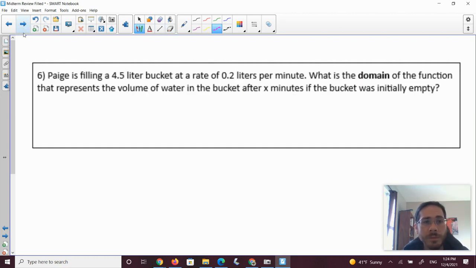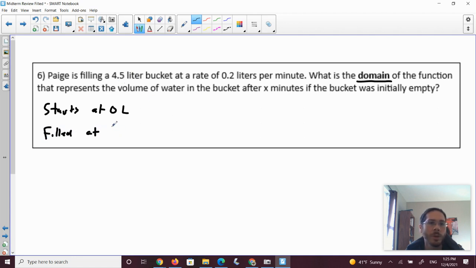All right. For 6, filling a 4.5 liter bucket at a rate of 0.2 liters per minute. What's the domain of the function that represents the volume of water in the bucket after x minutes if the bucket was initially empty? So if it's initially empty, that means it starts at 0. And we want to fill the entire bucket because we want the domain. So we want to find out what happens when it gets all the way till it's filled. But it's filled at 4.5 liters.